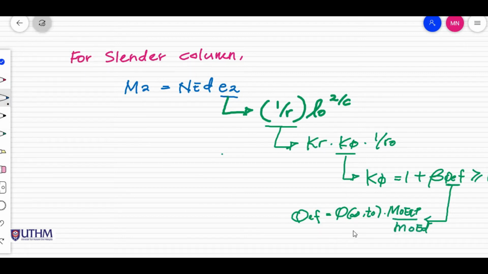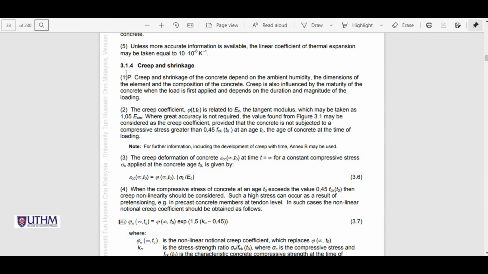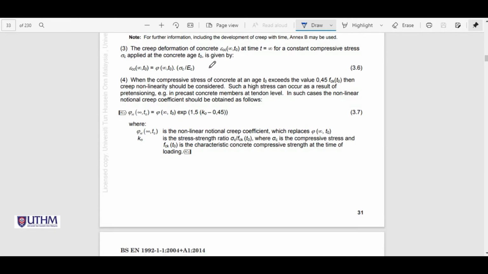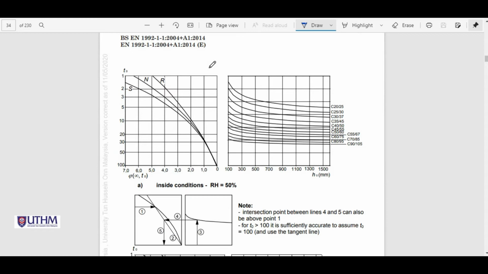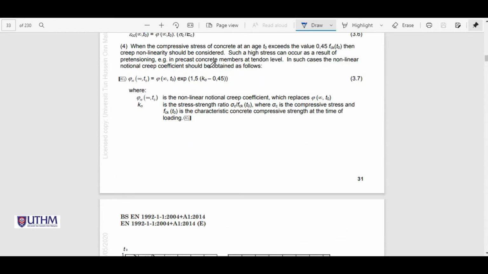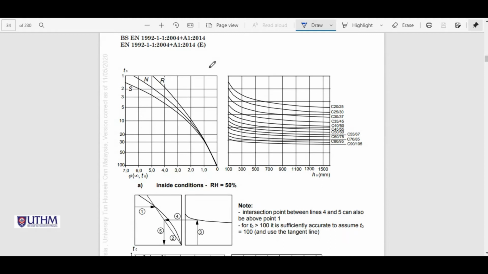And the question asked by your friend is how to get this final creep coefficient according to 3.1.4. Let's go to clause 3.1.4 in Eurocode 1992, part 1.1. This is creep and shrinkage. Let's go to this figure. So this is the figure to determine the final creep coefficient.